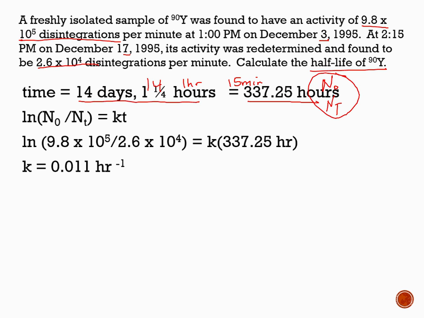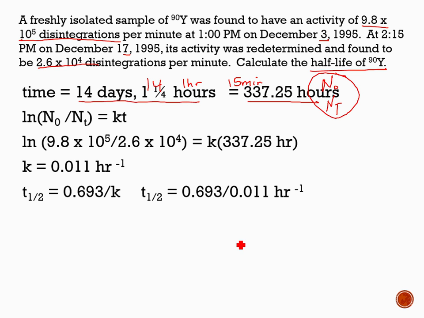You get 0.011 per hour, inverse of an hour. And then we'll plug this value into this. Okay? And that gives us a half-life of 0.693 divided by that value. And then our half-life is 63 hours, 2 sig figs because we were dealing with 2 sig figs from the beginning.